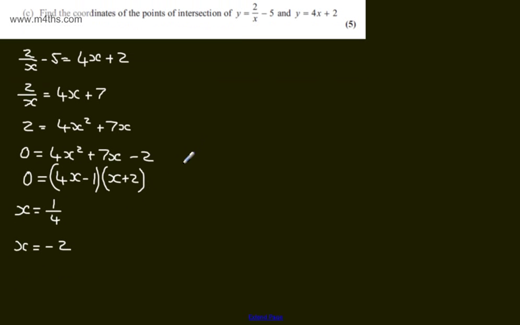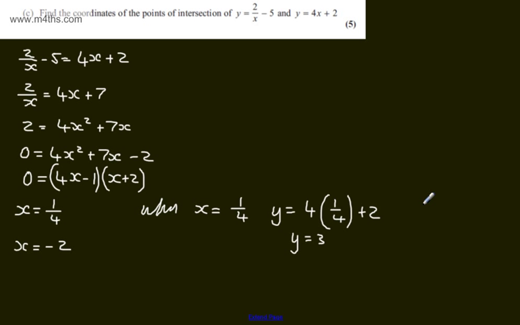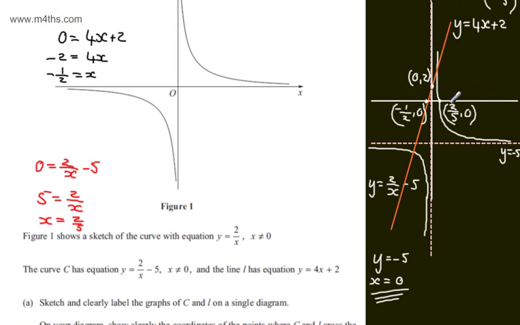We're asked for the coordinates, so we need to now sub these in to go ahead and find the y coordinates. I'm going to use now the equation y is equal to 4x plus 2. So if we consider when x is equal to 1/4, y will be equal to 4 lots of 1/4 plus the 2, which is going to give me that y is equal to 3. So we have the coordinates now 1/4, 3.